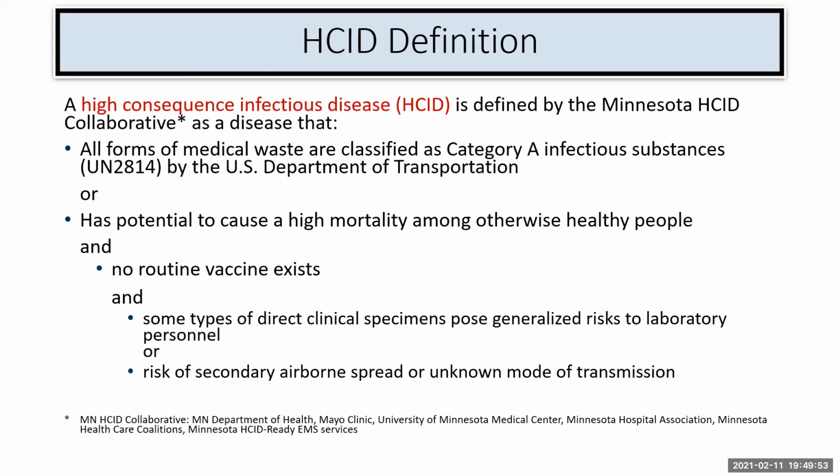Okay, so this is just to add some information regarding high consequence infectious disease. It is defined by the Minnesota HCID Collaborative as a disease for which all forms of medical waste are classified as category A infectious substances by the US Department of Transportation, or has potential to cause high mortality among otherwise healthy people, and no vaccine exists, and some types of direct clinical specimens pose generalized risk to laboratory personnel or risk of secondary airborne spread or unknown mode of transmission. So basically, HCID includes those infections that can cause a pandemic. Next slide.